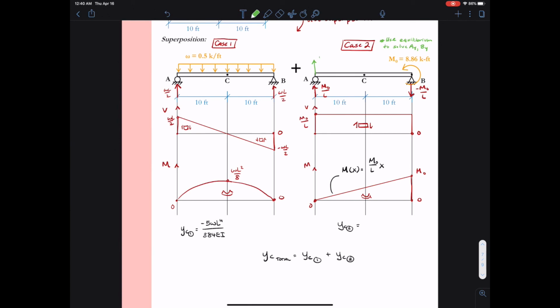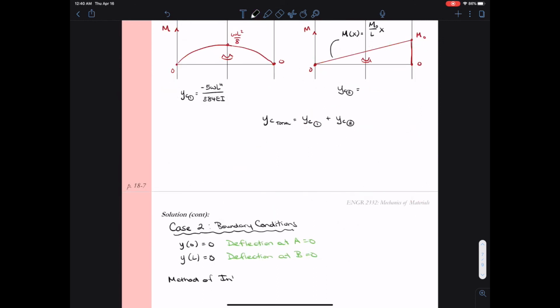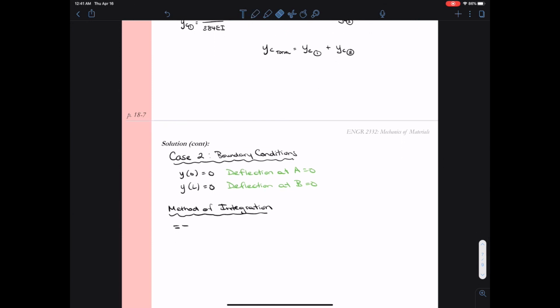Now, since I'm starting at the equation for the moment that I derived, I really only need 2 boundary conditions to solve this problem. So I'm going to use this moment equation, M0 over L times x, and that is how I'll start my calculations for the method of integration. I'll start from the second differential equation relationship, so namely EI y double prime equals M of x.